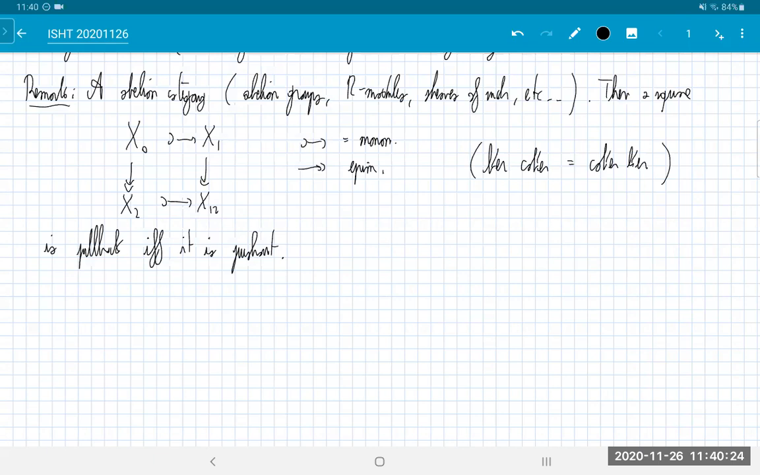Another example is when you take bordism classes of manifolds. I'm going to be a bit vague about this. My plan is to show an example of this at the very end of this course, but you can take manifolds and bordisms between them. Again, you want to take disjoint union, and you would like to consider the bordism group of these things. Of course, you can take bordism classes, and that actually gives you a group.